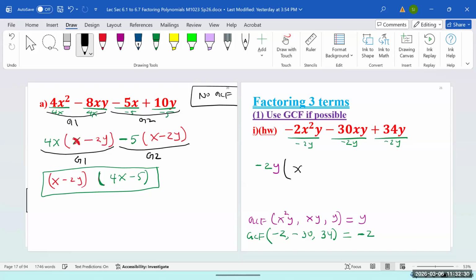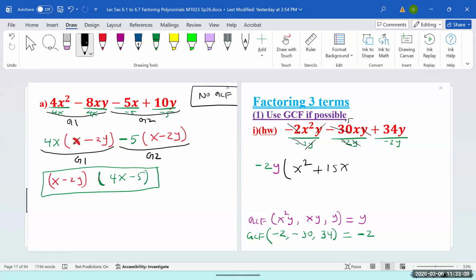X squared. So we cancel out this negative 2 with this negative 2, and y with the y. The only thing we have left is x squared. Great. Sarah, what is left in the second term? Positive or negative? Positive. So negative 2 goes into negative 30 15 times. Y cancels out. We get 15x.